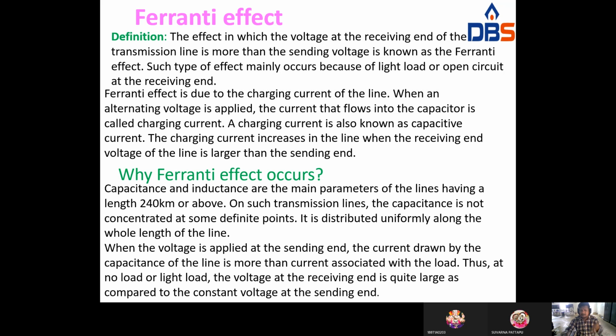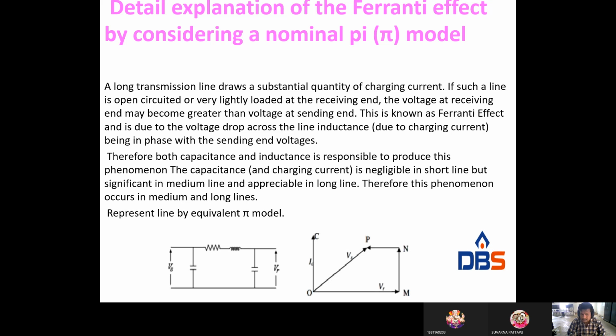Suppose they are asking for 5 marks, we have to give a brief explanation also. A long transmission line draws a sufficient charging current. That's why VR is greater than VS. Such a line is on open circuit or light load conditions. The receiving end voltage greater than the sending end voltage is known as the Ferranti effect, and it is because of charging current only, right?